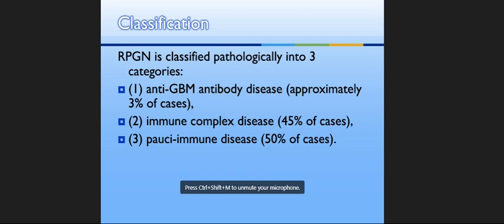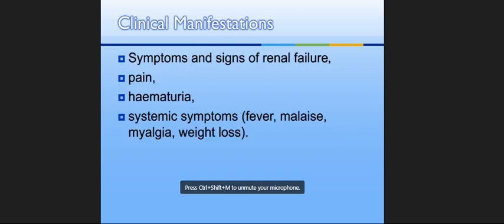RPGN could be what's called anti-GBM antibody disease. GBM means glomerular basement membrane. It could be immune complex disease or post-immune disease. So it is not yours, but you have to have an idea. Manifestations are almost the same: pain of muscles, hematuria, systemic symptoms like fever, malaise, myalgia, and weight loss.